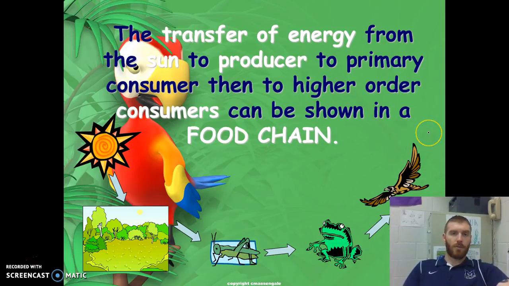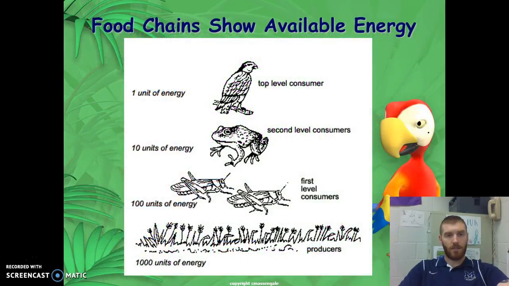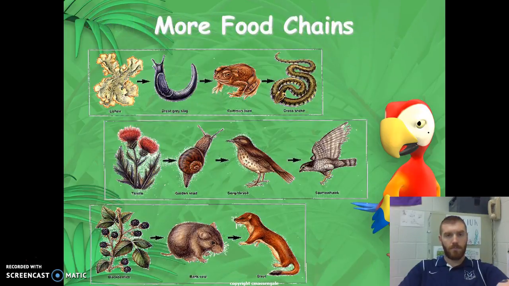The transfer of energy from the sun to a producer to a primary consumer and then to a higher order of consumer is known as a food chain. Okay, food chains show all of the available energy in an ecosystem. You can see it here moving up, and again here in these food chains.